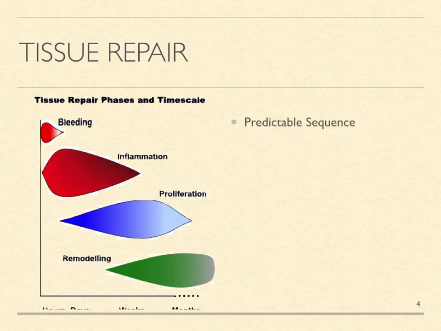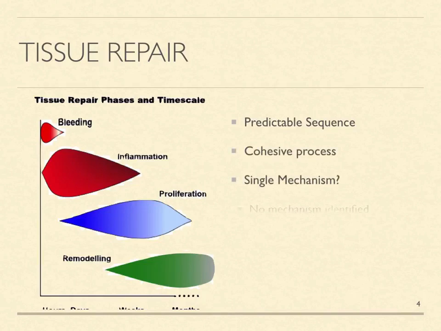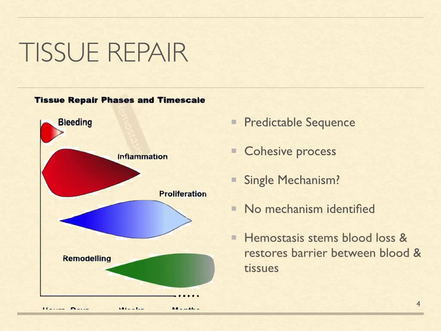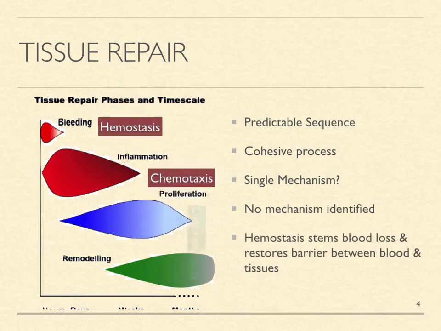Tissue repair proceeds in a predictable sequence of bleeding, hemostasis, inflammation, chemotaxis, cell proliferation, cell differentiation, and remodeling. Each of these phases merges smoothly into the next, which implies the presence of a cohesive process controlled by a single mechanism, but no such mechanism has previously been described.